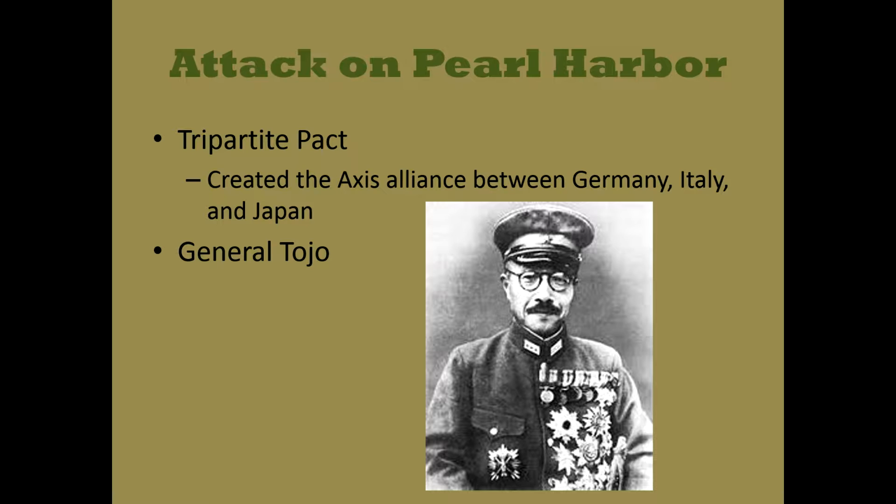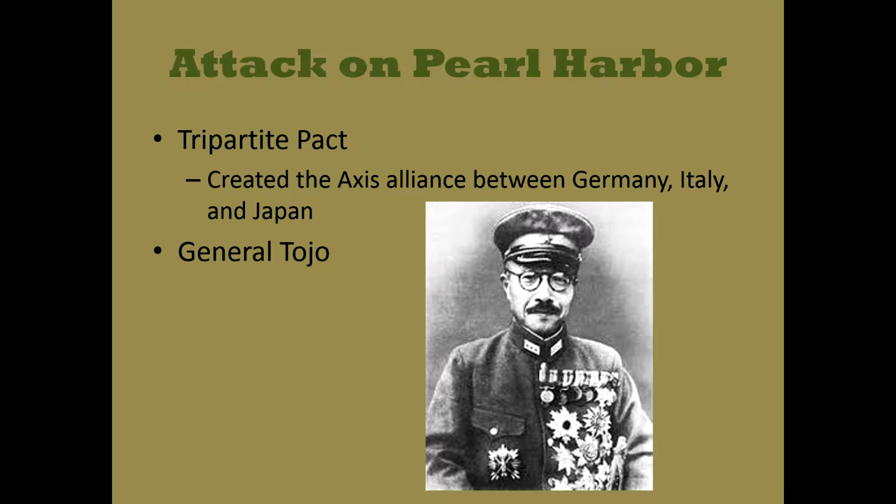Japan wanted to attack the U.S. before the U.S. could attack Japan. And they wanted to cripple our naval forces in the Pacific because if we wanted to invade Japan, we would have to use our Navy to do so. And so they wanted to get rid of the Navy or cripple the Navy.